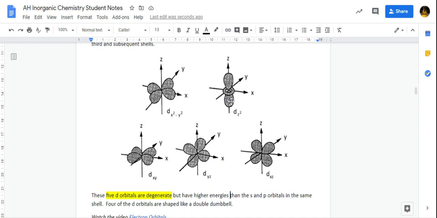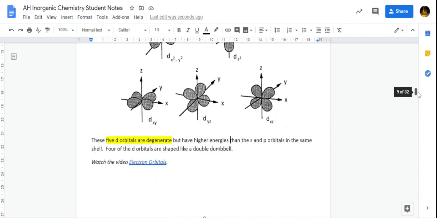And the dz squared, which is actually the most commonly asked about one because it's got a unique shape, lies along the z-axis, and then it has this kind of donut shape around the center. So you should pause this video here and watch the electron orbitals video.